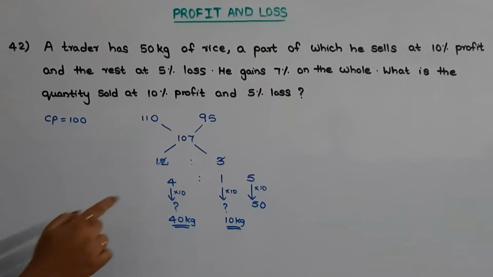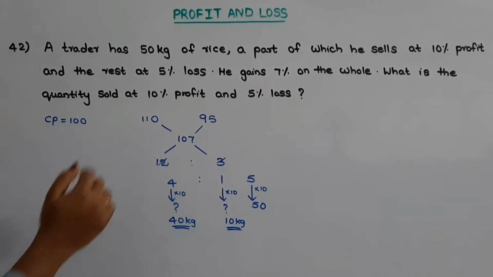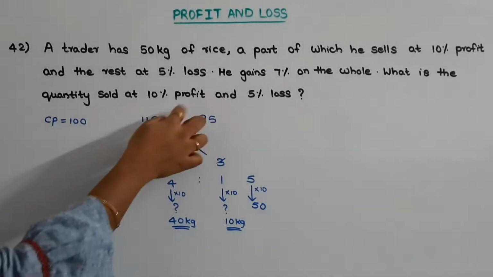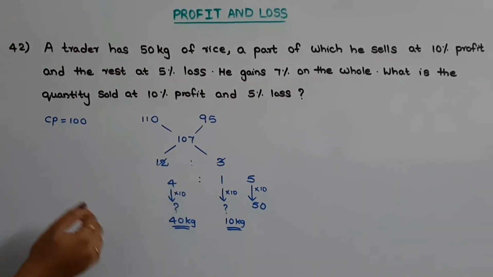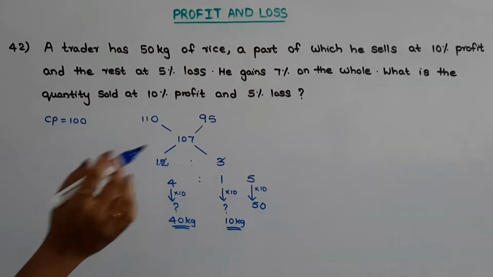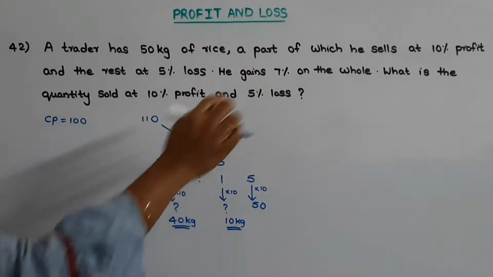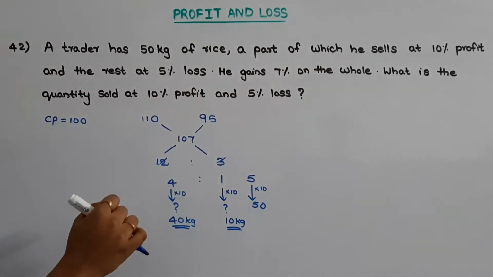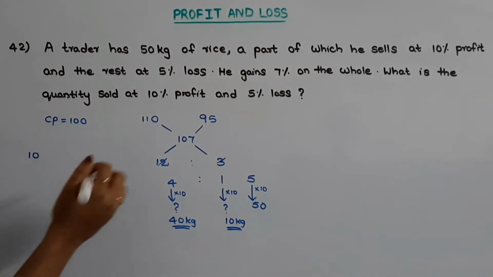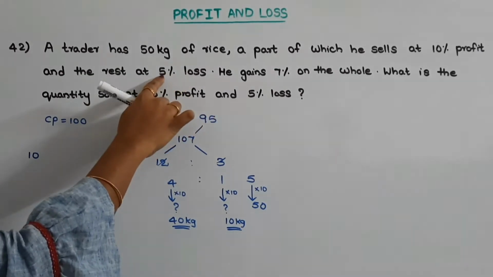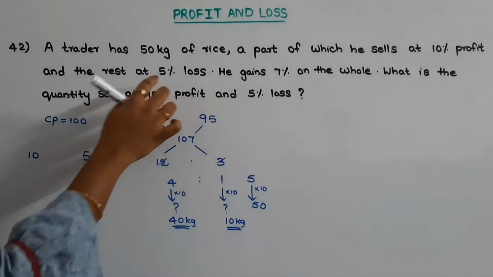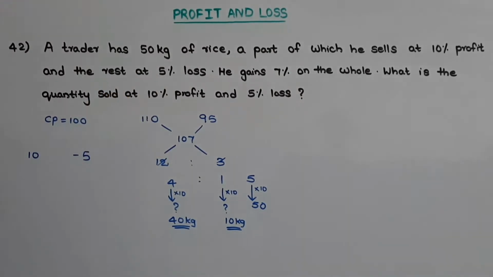You can find out this ratio with the help of this loss and profit percentage itself. No need of finding this selling price. So let us see how to find out the answer with the help of this loss and profit percentage by alligation method. For that, in the first case it is profit percentage and that is given as 10, that you write here. Then in the second case it is loss and that percentage is given as 5, that you write here. Whenever loss comes we need to consider a negative sign here.